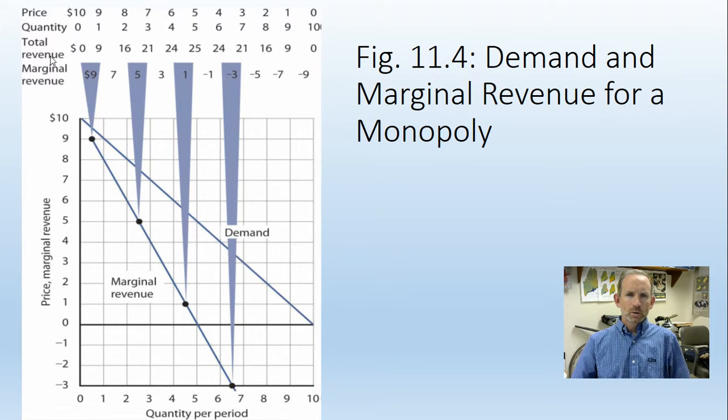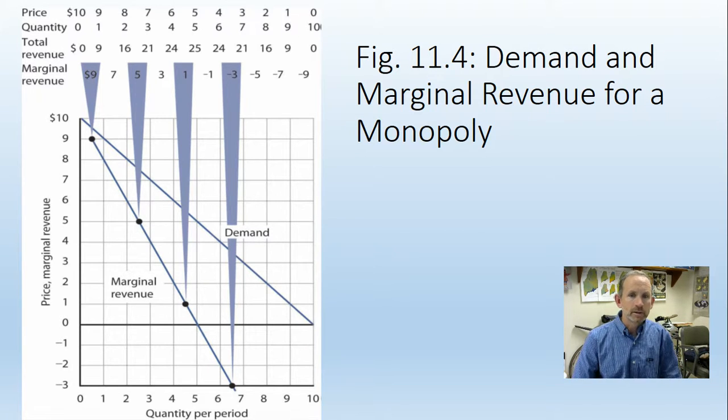So I'm going to pick up here with this graph that's straight out of the book. It's figure 11.4 in the book. And it's kind of tricky, but it's sort of an important thing to understand. So this applies not just to monopoly, but any business with any degree of market power. So anything but perfect competition.